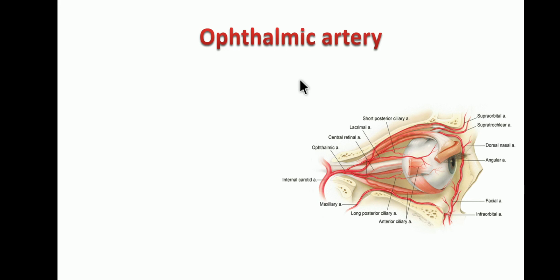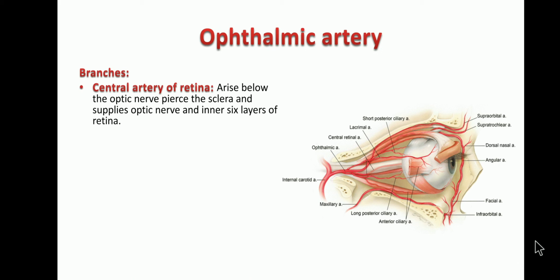Now coming to the branches to the eyeball, mainly what you have is the central artery of retina. Okay, so it arises below the optic nerve and pierces the sclera. And then what happens? It supplies the optic nerve and the inner 6 layers of the retina. It is an end artery. If the artery is occluded, then naturally it leads to blindness. Okay, central artery of retina.